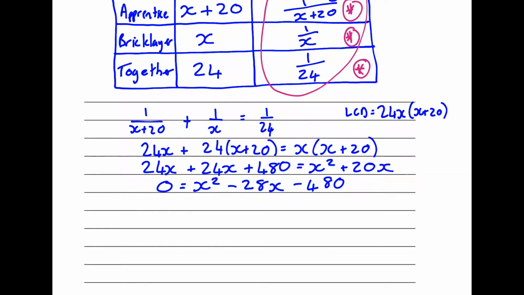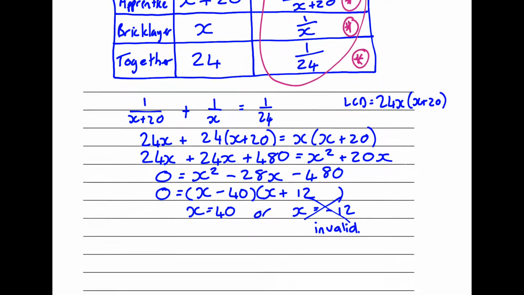So there's a quadratic which we can now factorize. You can use the formula if you need to. X minus 40 and X plus 12. So therefore, X equals 40 or X equals negative 12. Now remember, X is a measurement of time. It's an amount of days. So that one is invalid because it's negative.